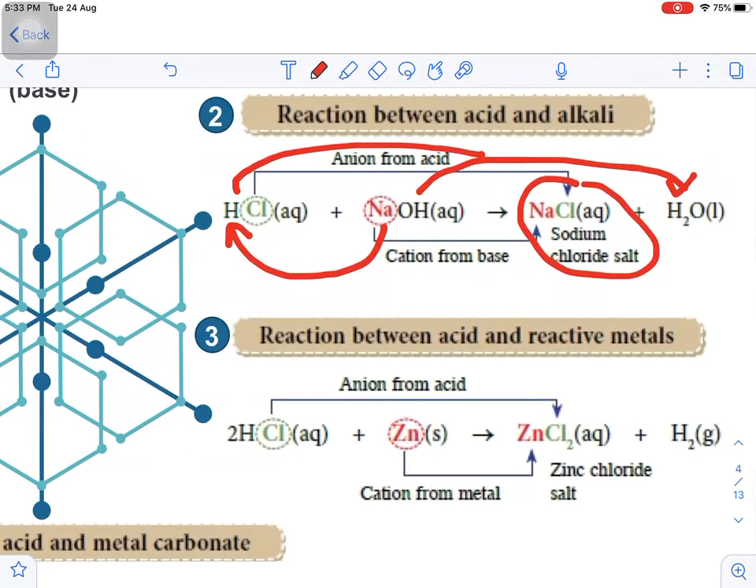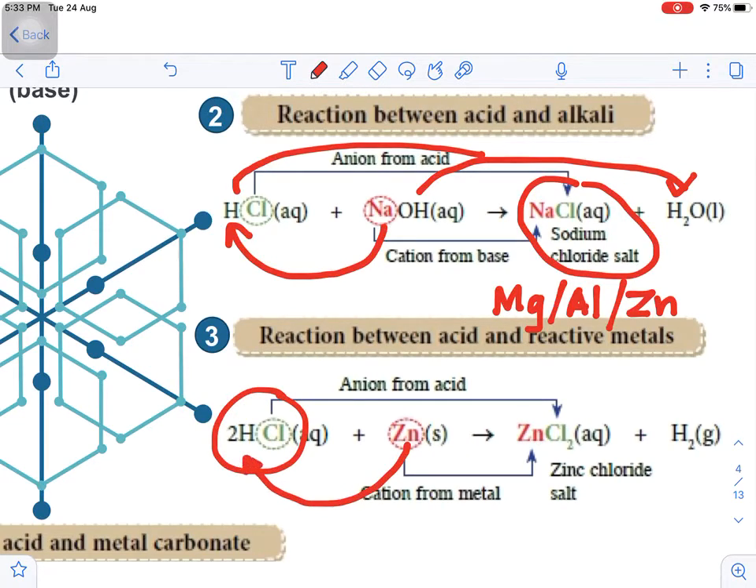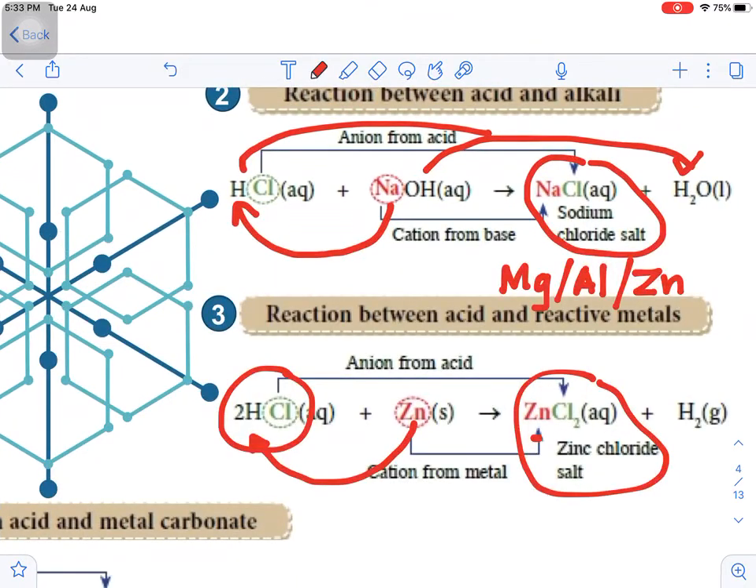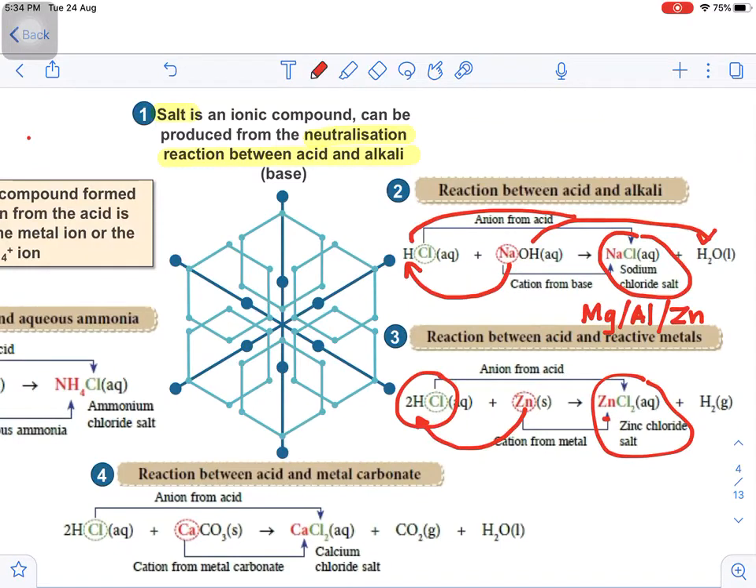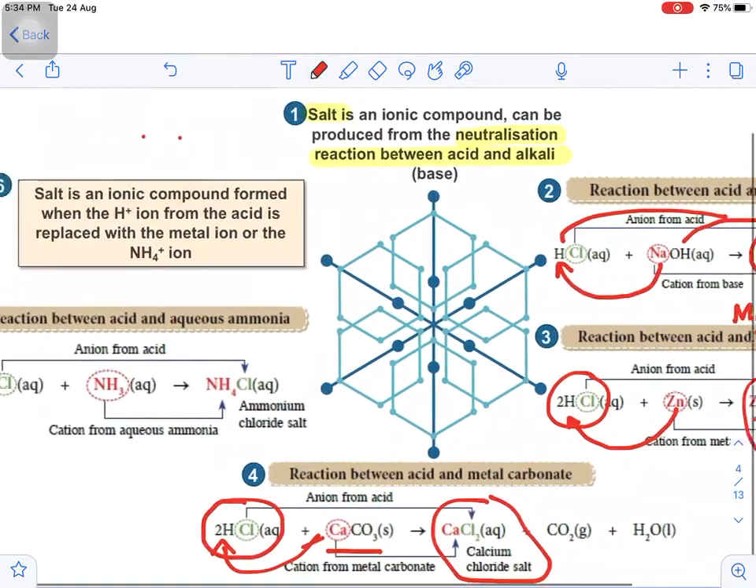Okay. Reaction between acid and reactive metal. So reactive metal, normally we use magnesium, aluminium or zinc. So in this reaction, we have hydrochloric acid, but then zinc will replace hydrogen ion from the acid. So zinc will become zinc chloride salt. Okay. Next, reaction between acid and metal carbonate. So we have hydrochloric acid and then calcium carbonate. What will happen? Calcium will replace hydrogen ion from an acid. So it becomes calcium chloride salt.